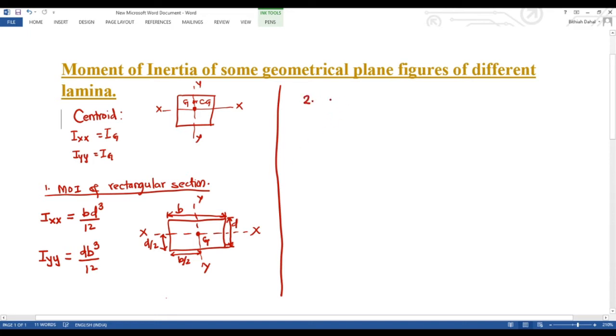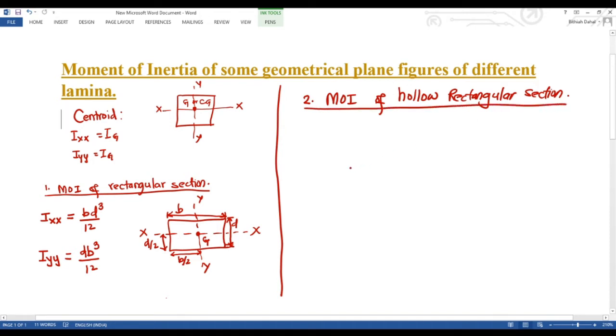Number 2, moment of inertia of hollow rectangular section. Let me clarify here that I'm not showing you any of the derivations. I'm just directly showing you the final formulas to find the moment of inertia for different sections, so that you can directly use them.